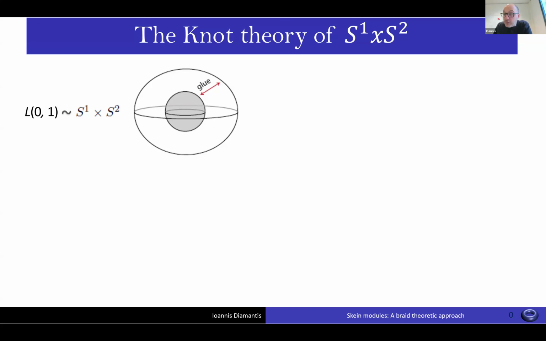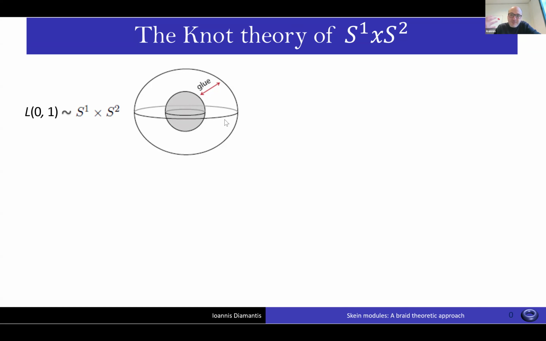So this is a special case of lens space, right? L(0,1). So in other words, you have the unknot and you perform a zero surgery on the unknot in S3. Or a nice way of visualizing S1 cross S2 is by having a 3-ball and S2 glued out, right? And then, not glued out, wrapped out, and then glue the boundaries of these two.